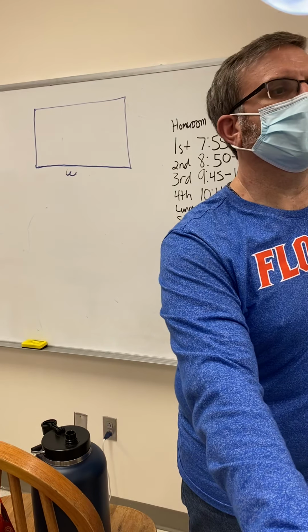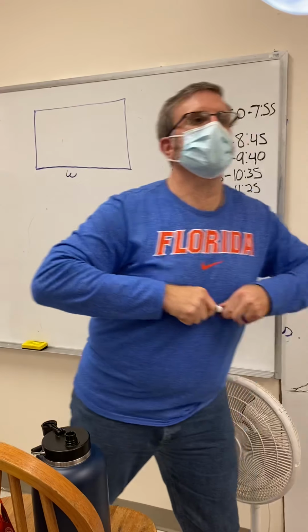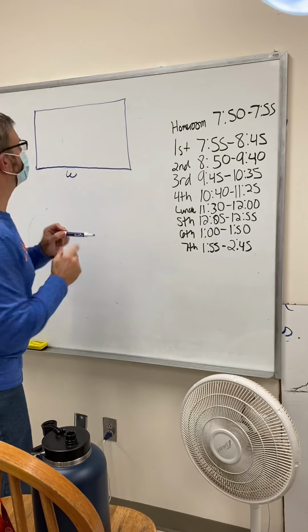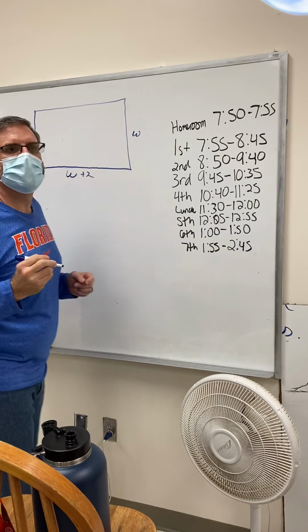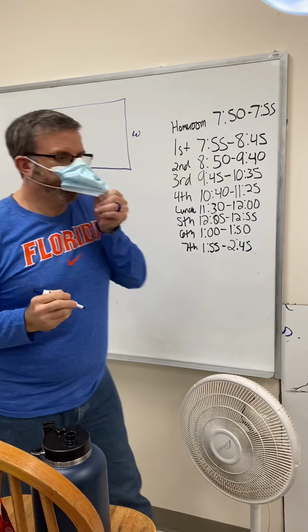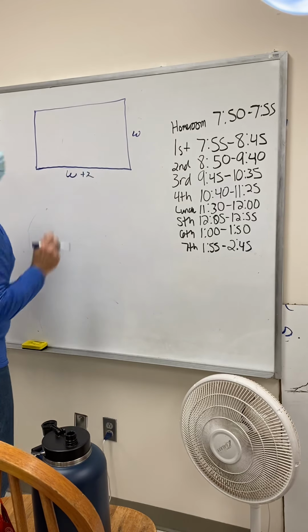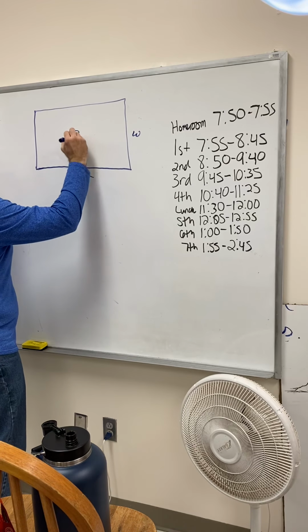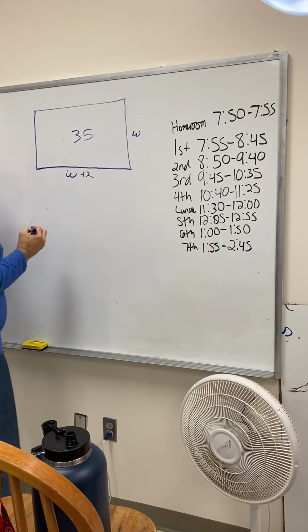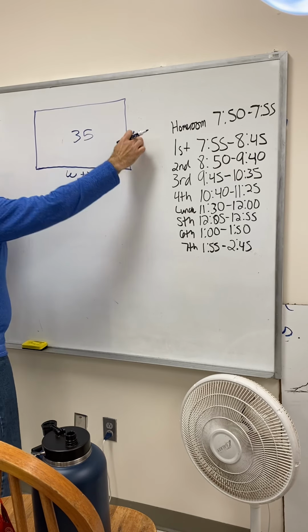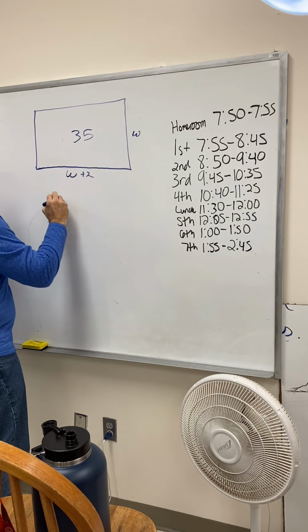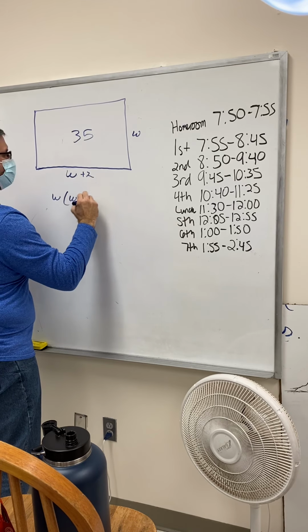All right, so a rectangular parking lot is 2 feet longer than it is wide. Okay, so this one's 2 feet longer than it is wide, and we're asking how many feet wide. So we're looking for this. And the parking lot area is 35. Well, in order to find area, I have to take width times length, or length times width, it does not matter.